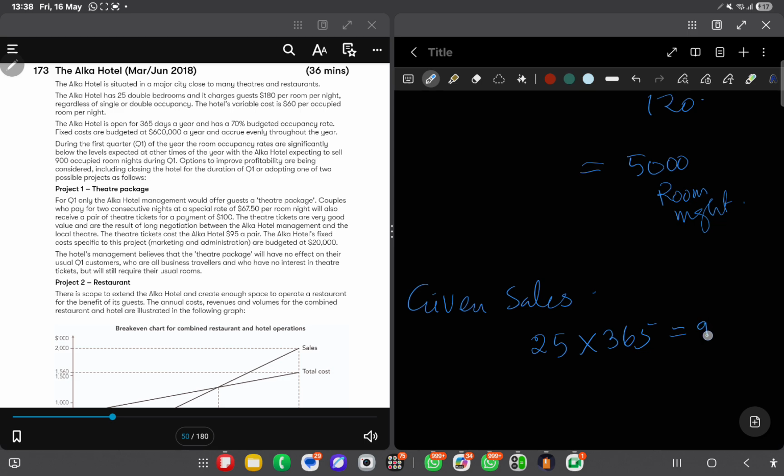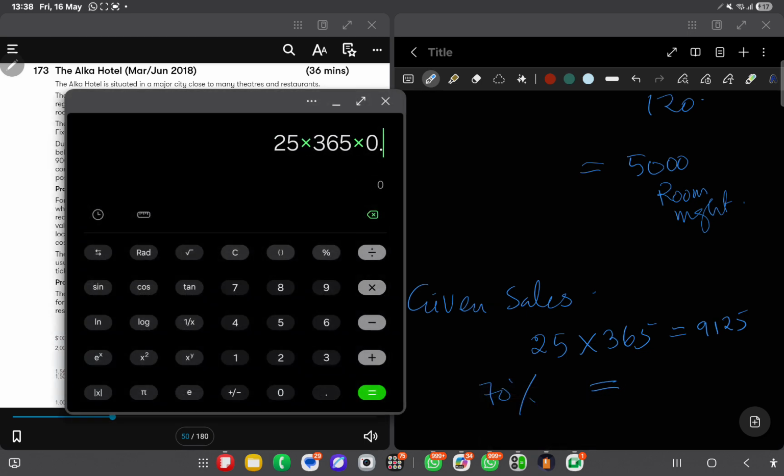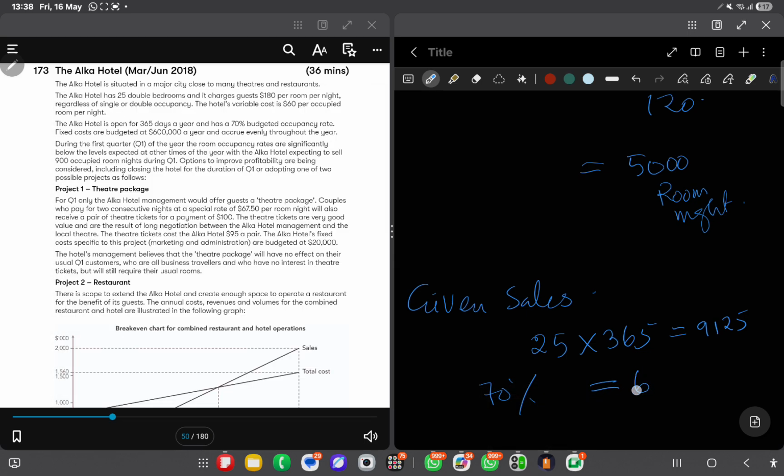So that is 9,125. And they say the hotel has 70% occupancy. That means times 0.7, so 6,387.5 rooms.